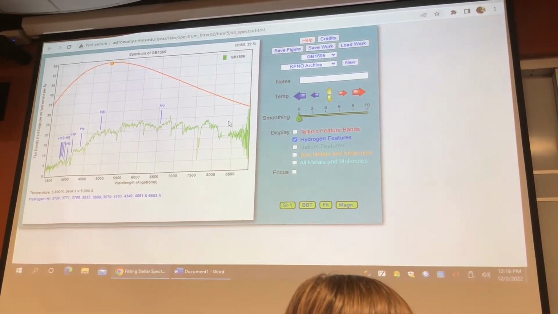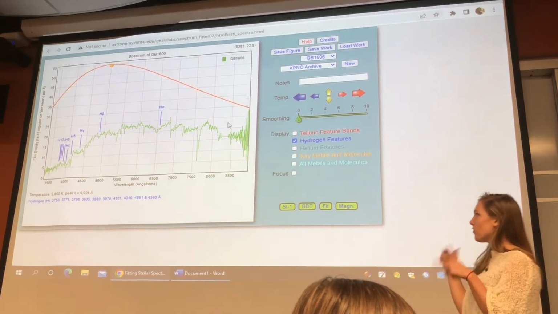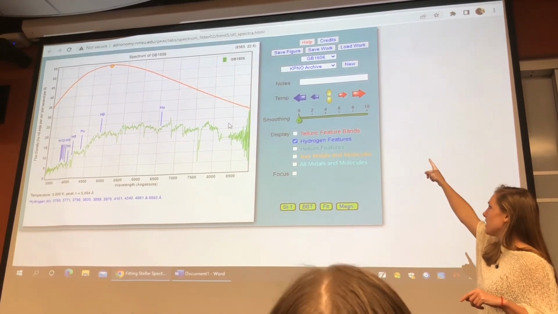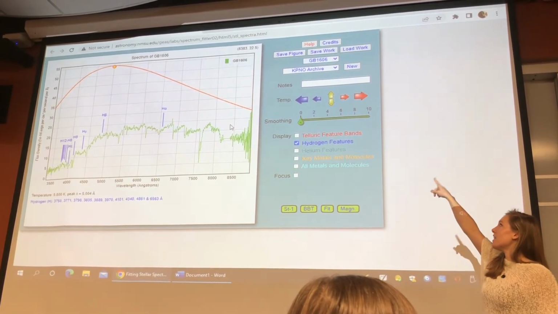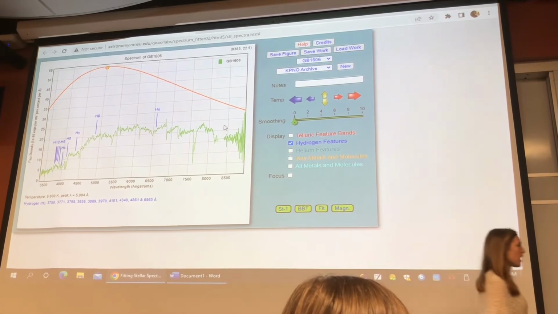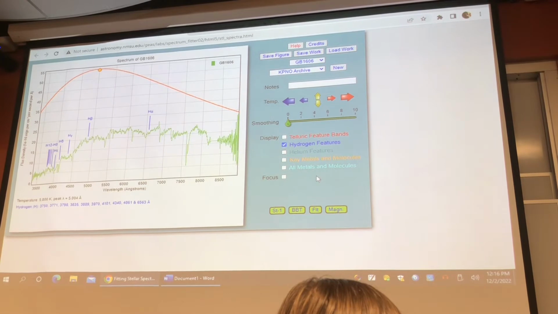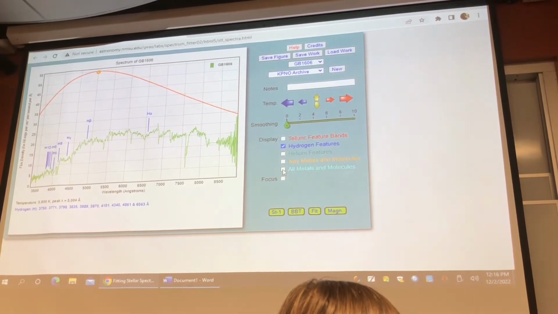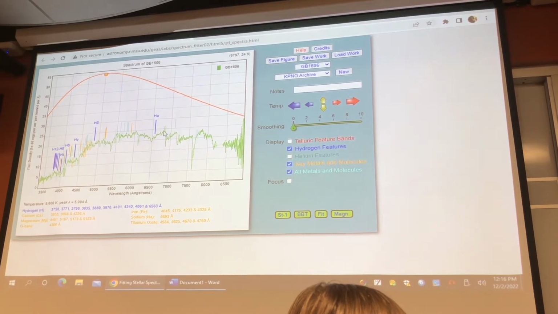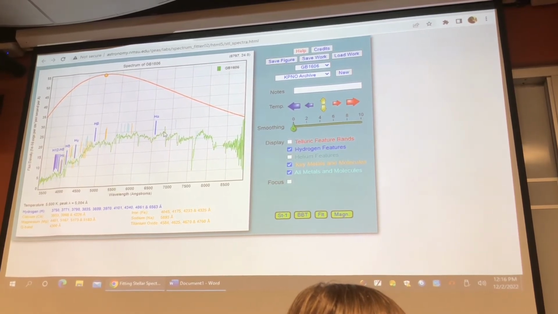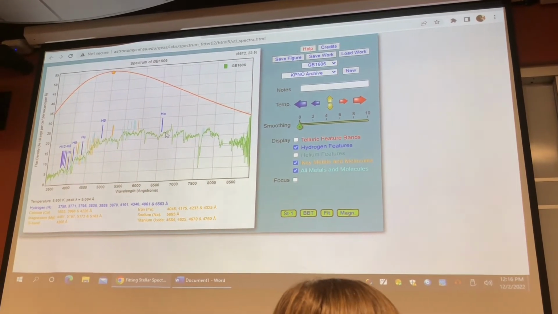For your final presentation, please say clearly which stars you are analyzing. For this one, you would be analyzing GB 1606, which is now on the top of the plot and in that little drop-down box. For GB 1606, what I like to do is click this box that says all metals and molecules. This is going to tell me what my different absorption lines correspond to.